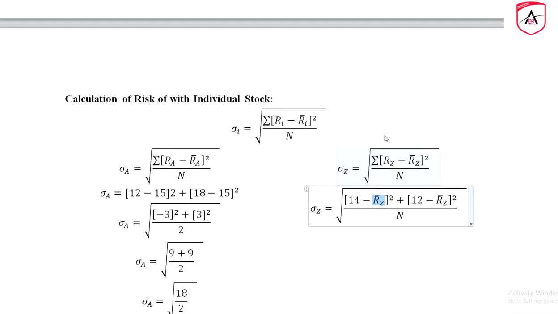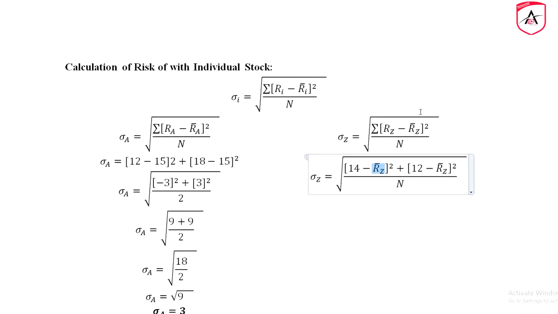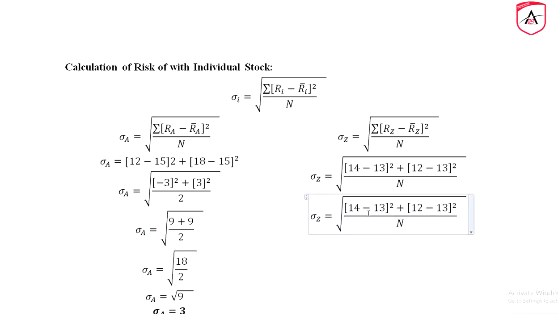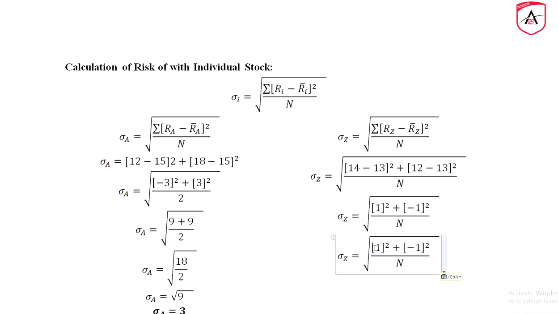Mean returns of security Z is 13%. So mean return of security Z is 13%, and here also it is 13%. Now next step. 14 minus 13 is plus 1, and 12 minus 13 is minus 1. Next step is substitute with this. 1 square is 1, and again minus 1 square is 1.